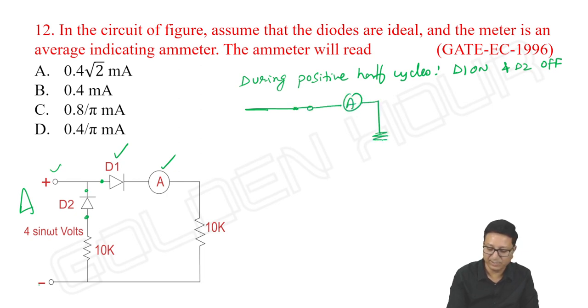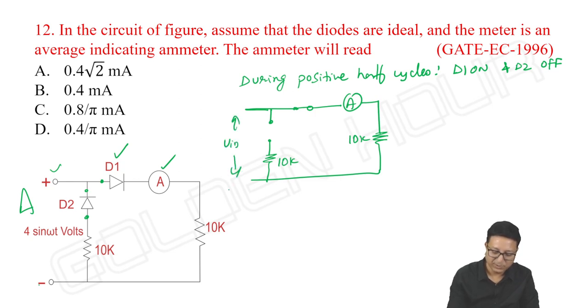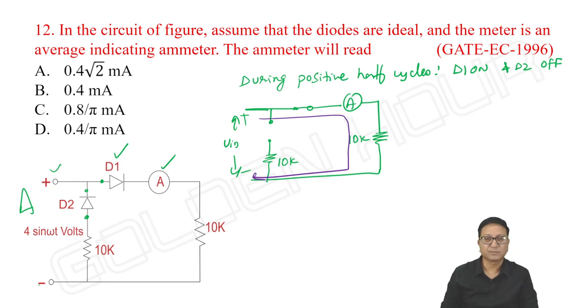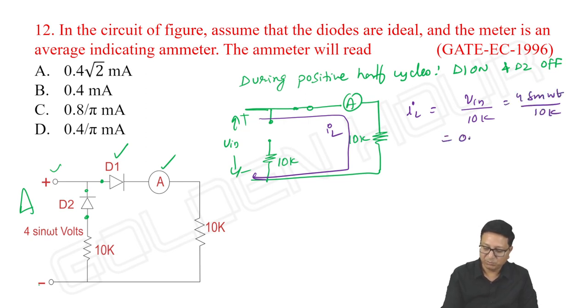It is our average indicating meter. 10 kilo ohm, 10 kilo ohm and input. So the current will be flowing in this fashion. I can say this is IL. So IL is equal to V input by 10 kilo ohm, assuming the internal resistance of the diode is 0 as well as the ammeter's internal resistance is also 0. What is V input? It is 4 sine omega t. So 4 sine omega t by 10 kilo ohm. It is 0.4 sine omega t milliampere.